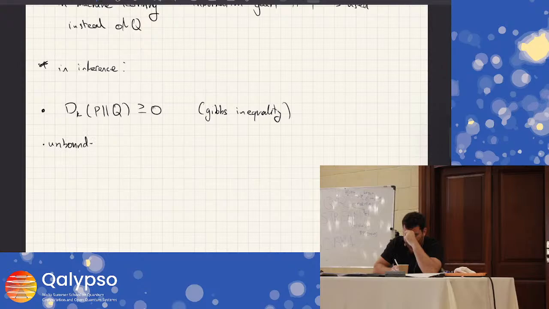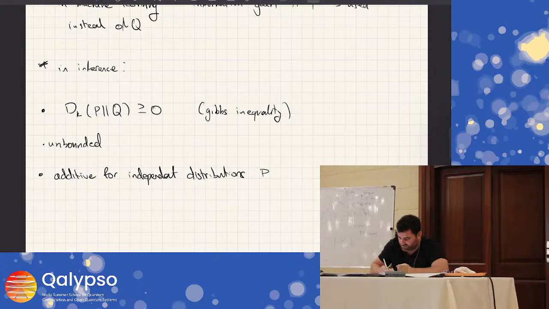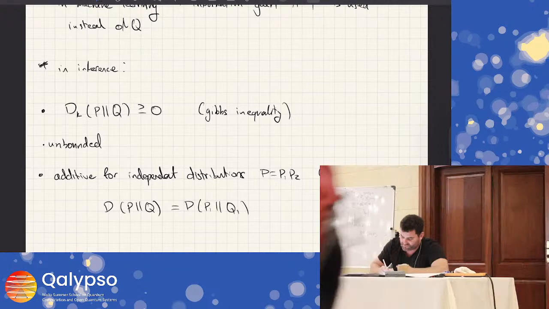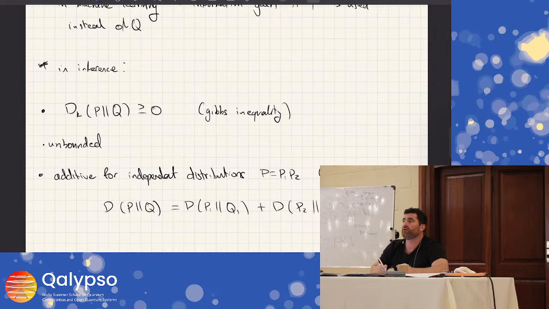And it's generically additive for independent distributions. Say P is P1, P2, Q is Q1, Q2, then D(P||Q) is equal to D(P1||Q1) plus D(P2||Q2). So positivity is the most important property for thermodynamics, as we're going to see. It will allow us to make various statements on the average positivity of dissipation in non-equilibrium processes.